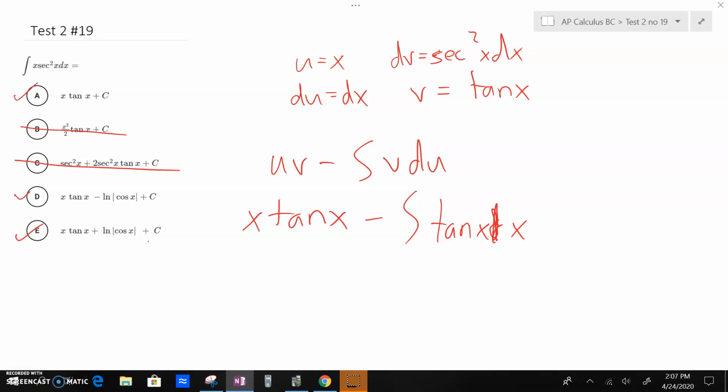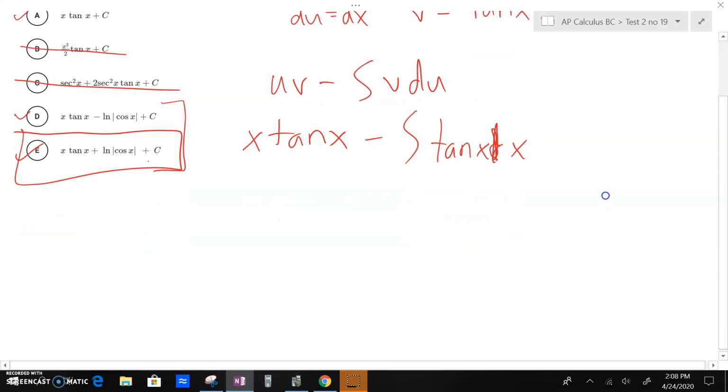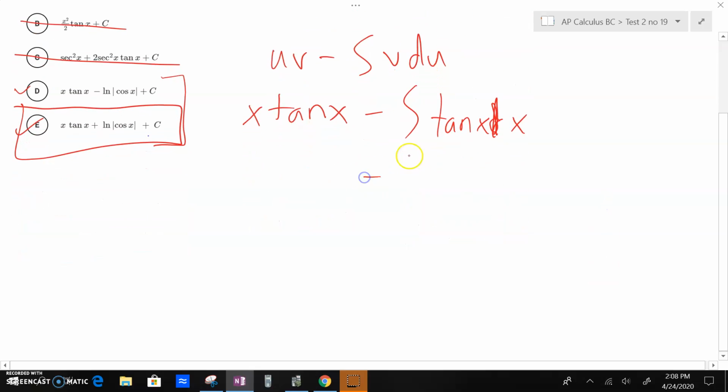And I think it's probably fairly obvious that it's going to be one of these two, either D or E. And the answer does end up being E on this one. We'll show why, but the answer ends up being E. So what we're being asked to do now is to integrate tangent. I'm going to write that as sine over cosine, mainly because I don't have the integral of tangent memorized off the top of my head, but I know what it can be written as.